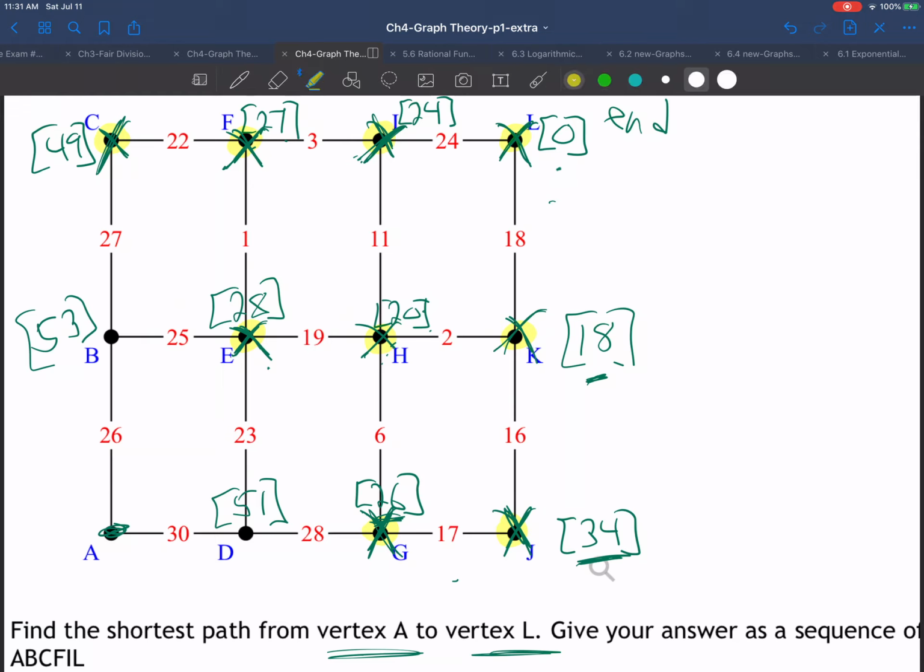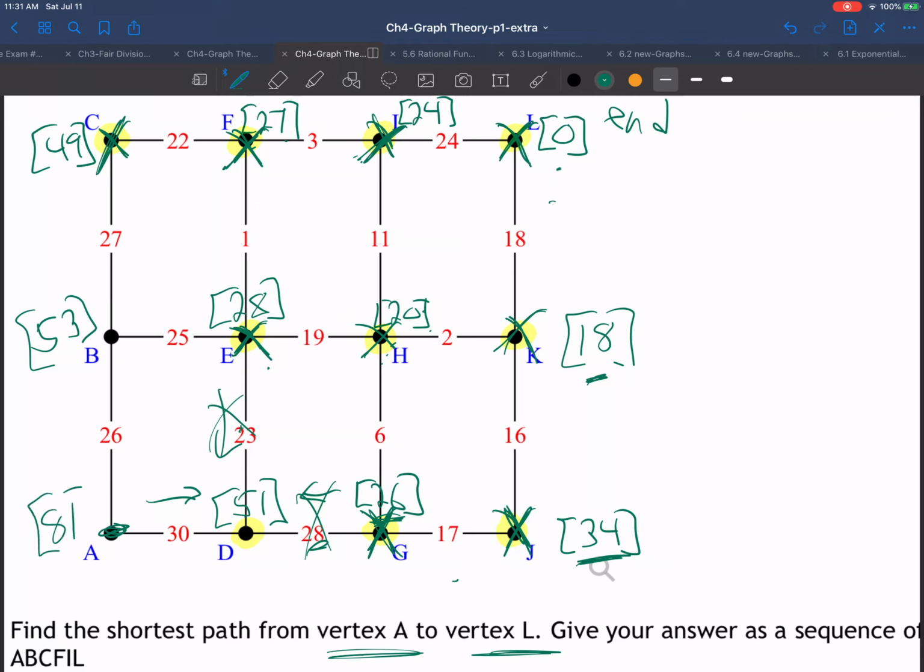Look at what we have left. We have B and D. Those are the only two available. Which one's lower? Closer to the end? D. So go down to D, make this one current. Look at all roads coming into D. Boom, boom, and boom. 51 add 28. No way, that's crazy higher than 26. 51 add 23. That goes 28, no way. 51 add 30. There we go.